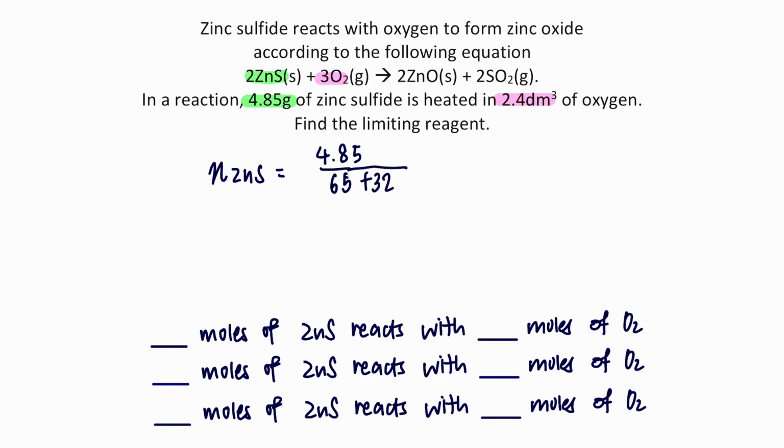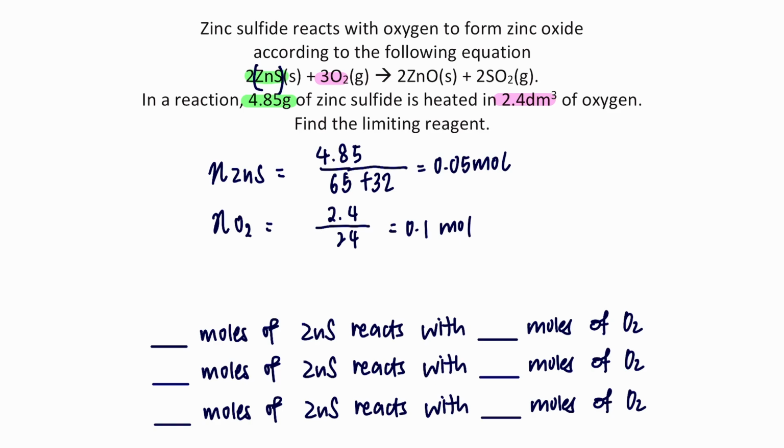One of the confusing parts is that students will accidentally add the 2 into the calculation, which is wrong. Just look at zinc sulfide on its own without the mole ratio in front. If you calculate the moles, it will be 0.05. For the next one, to calculate the number of moles of oxygen, because it is in a volume, we'll use the other formula, V over 24, which gives us 0.1 mole.